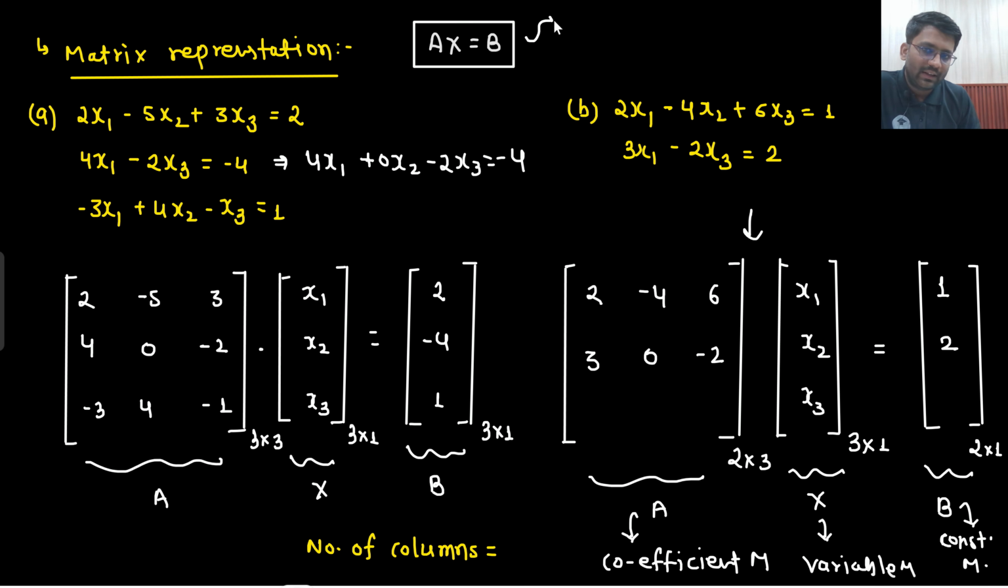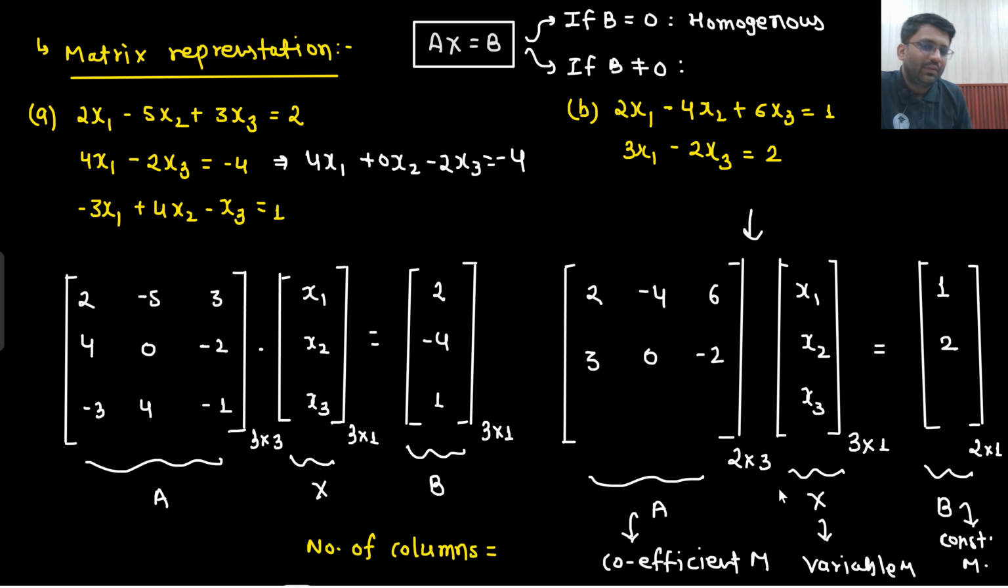Now if I write down one thing, if B is a null matrix, can you let me know what the name of the equation will be? If B is a null matrix, these constant values 2, minus 4, 1, 1, 2, 1, 2, if they are all 0, then what do we call it? We call it a homogeneous equation.